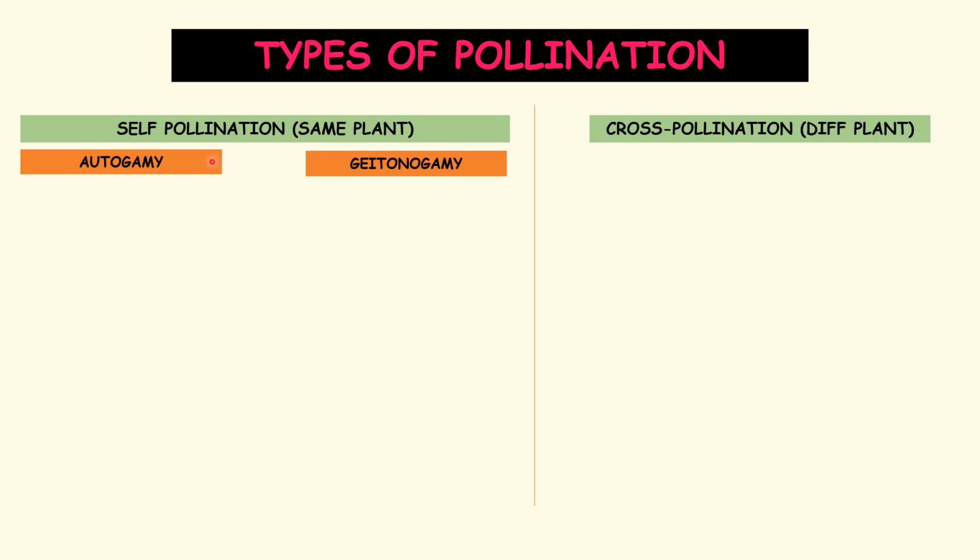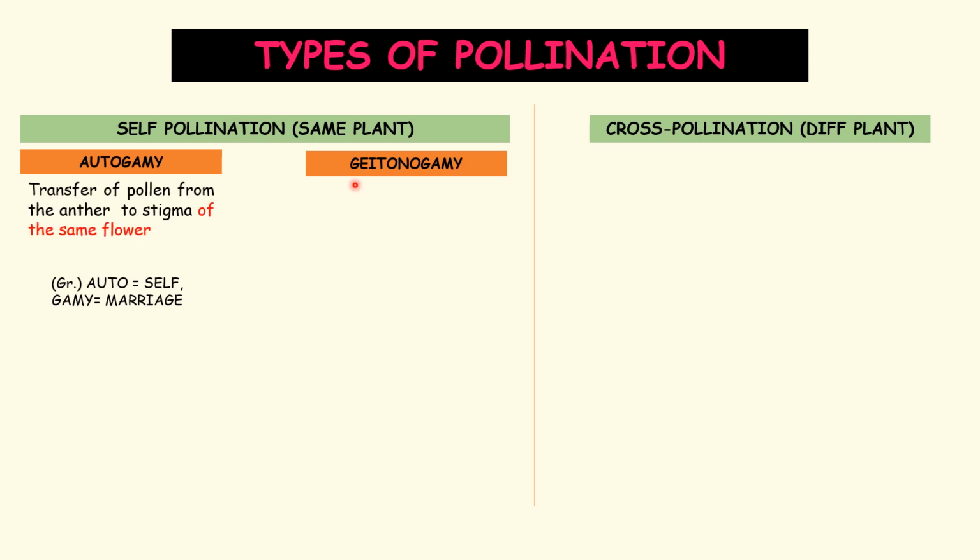Self-pollination again can be of two types: autogamy and geitonogamy. Auto means self, gamy means marriage. These are derived from Greek words, which means that here there is a marriage happening to the self, which means that both the anther and the stigma are present in the same flower.